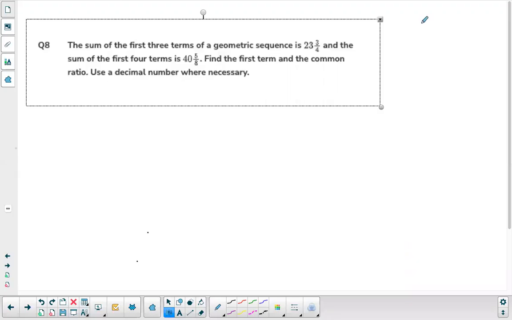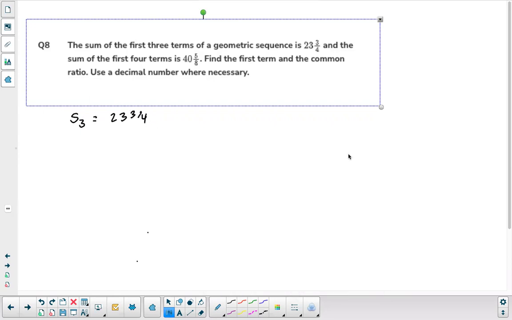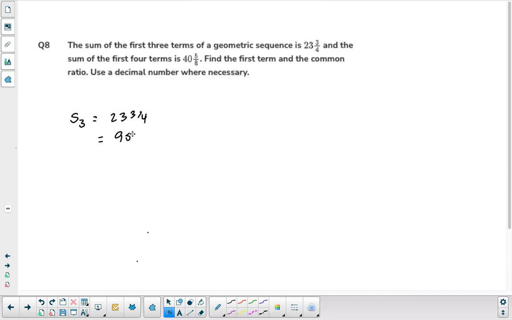Okay, I've come back to question 8 because I was hoping I might find a slicker way of doing it, but this is actually what I did in the end. So we know that the sum of the first 3 terms is 23 and 3/4. Now, I am not a fan of mixed numbers, so I'm going to convert that to an improper or top-heavy fraction, which is actually generally much more useful.